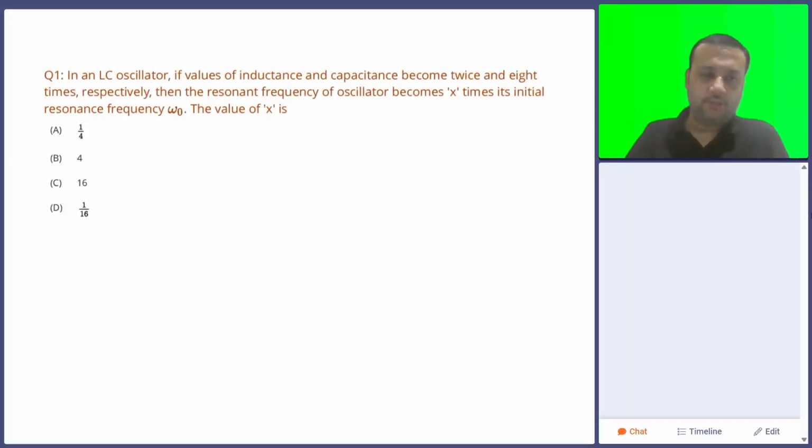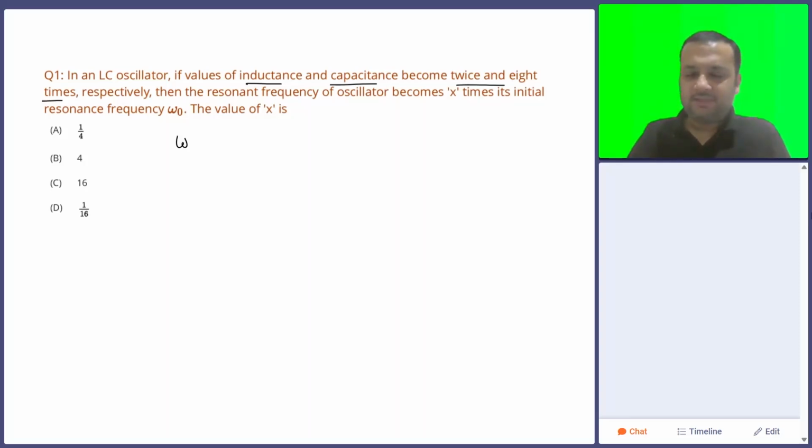So in the first question, there is an LC oscillator where the values of inductance and capacitance become double and 8 times respectively. We have to comment on how much the resonant frequency will become of the initial value. So it's a very easy question.